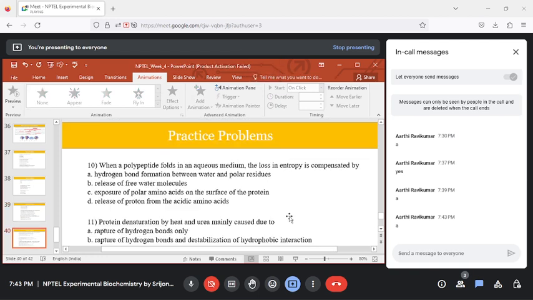When a polypeptide folds in an aqueous environment, the loss in entropy is compensated by: hydrogen bond formation between water and polar residues, release of free water molecules, exposure of polar amino acids on the surface of the protein, or release of proton from the acidic amino acids. So when a polypeptide folds, what actually happens? That is what we have to think. In the meantime, you can answer. I'm just giving you the concept of protein folding once more.